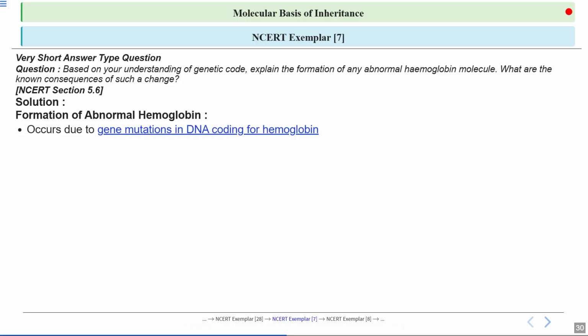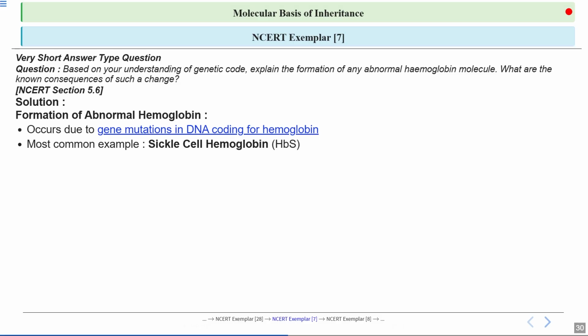So abnormal hemoglobin is formed due to mutations in the DNA sequences. These mutations will cause a change in the DNA sequence. The most common example is sickle cell hemoglobin. So what happens in sickle cell anemia? There is a mutation at the 6th position of the beta globin chain. And this is a single nucleotide polymorphism, meaning there is a change in only one base pair.